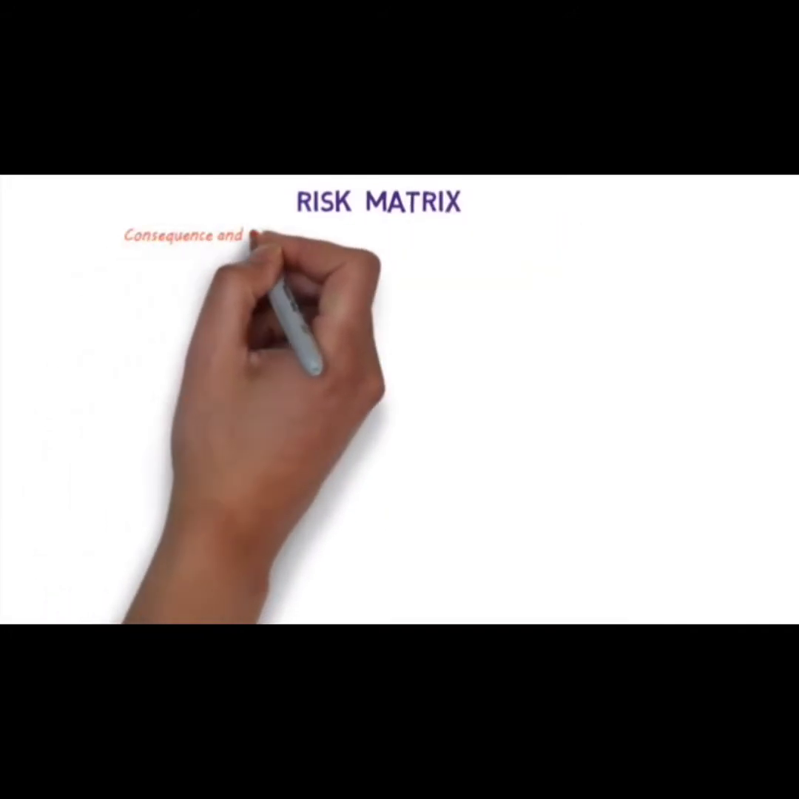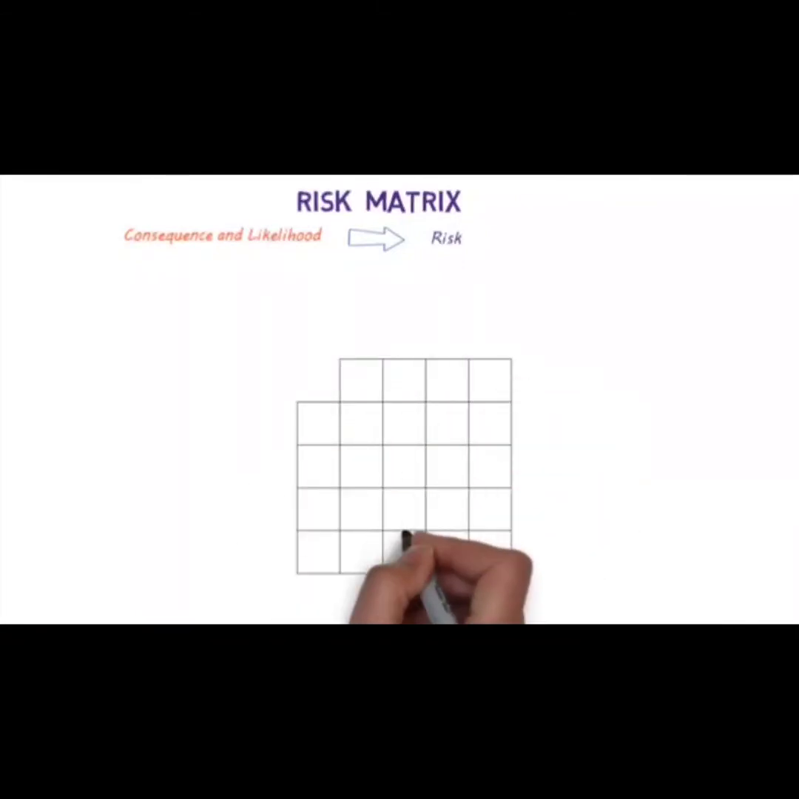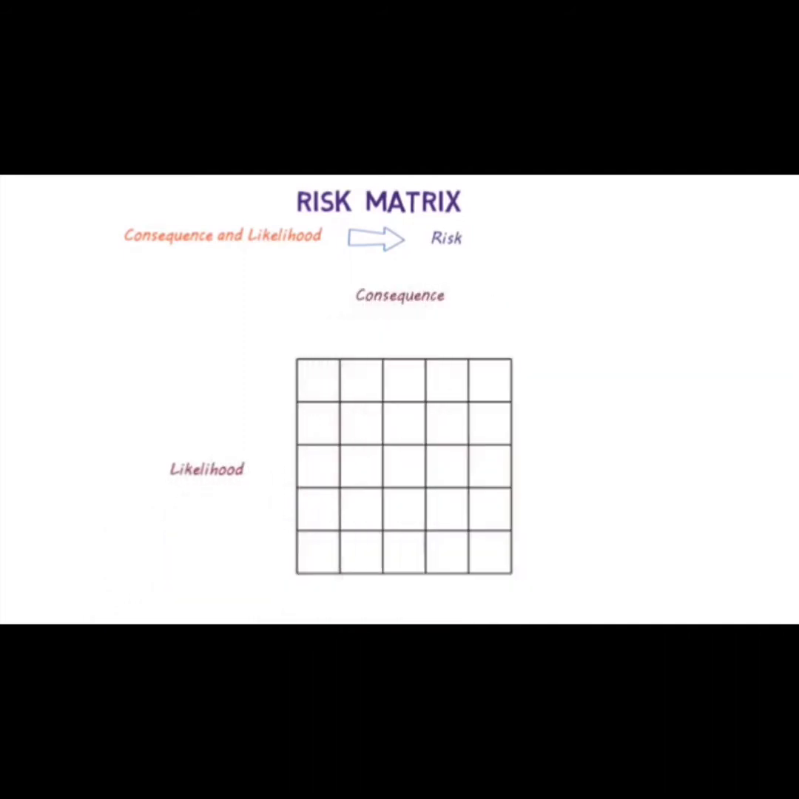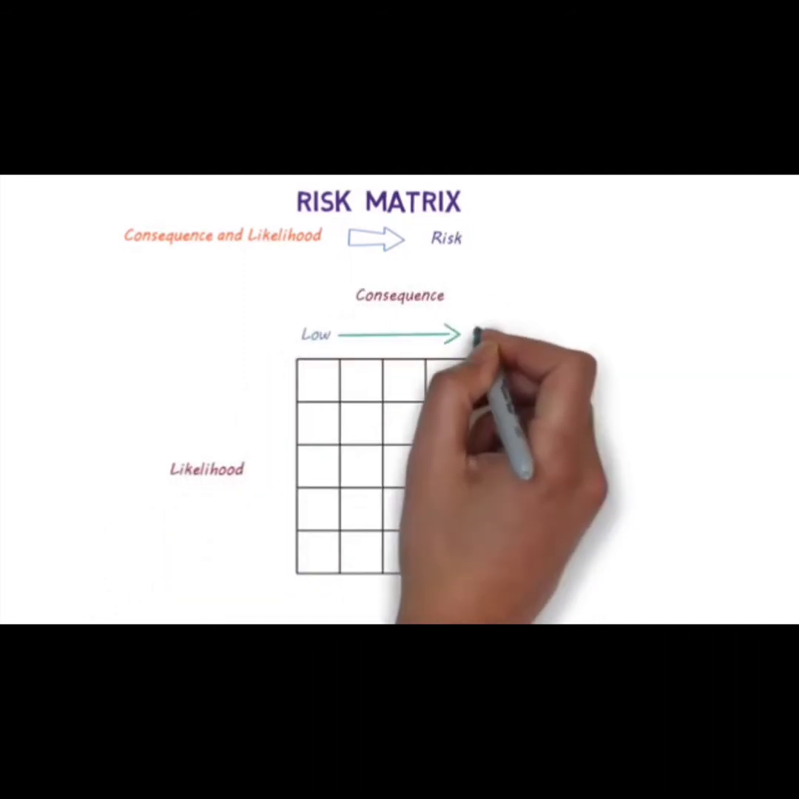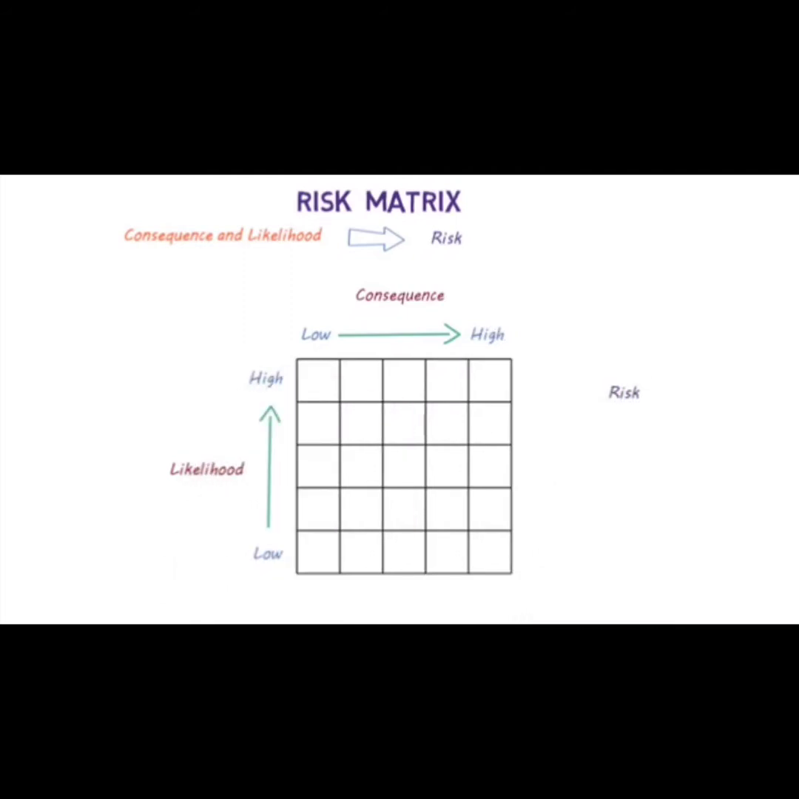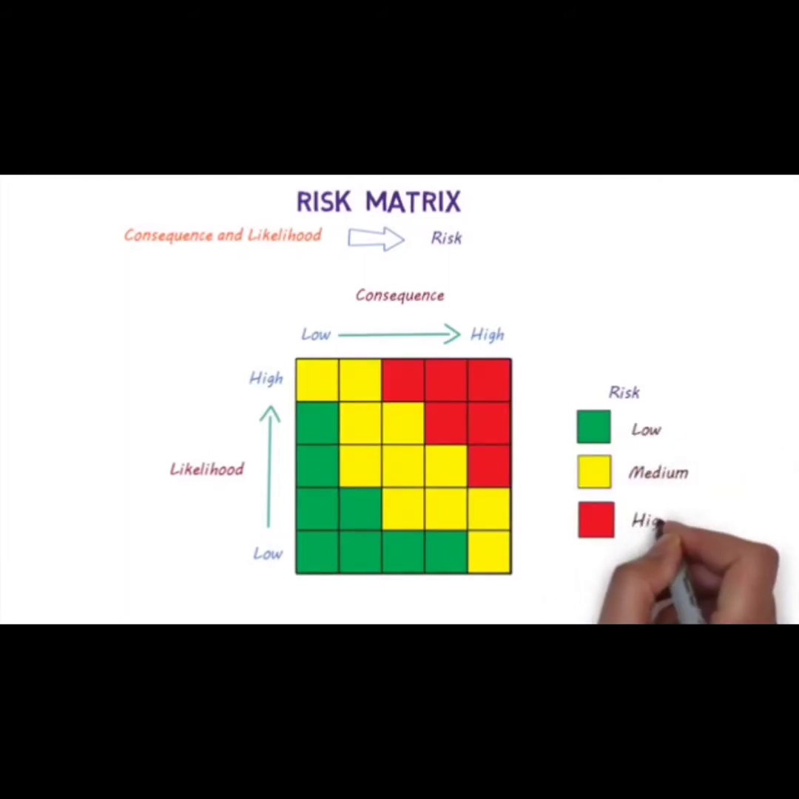In a risk matrix, information about consequence and likelihood can be used to determine the overall level of risk. Let's have a look at a simple risk matrix. A risk matrix is basically a table or grid with a measure of likelihood on one side and consequence on the other, graded from low to high. The combination of the two, which is the overall level of risk, can be categorized as low, medium, or high, and color-coded. So let's get back to our example.